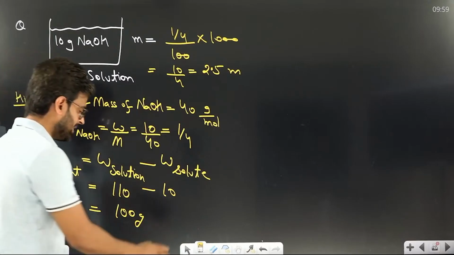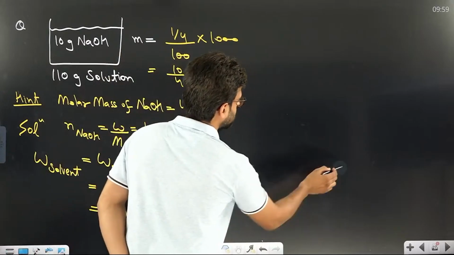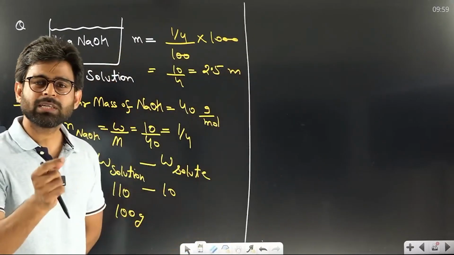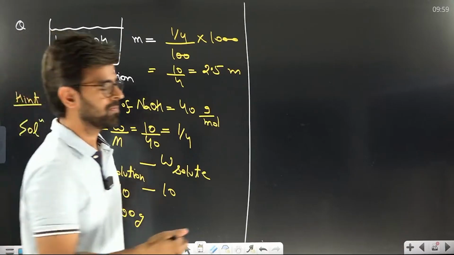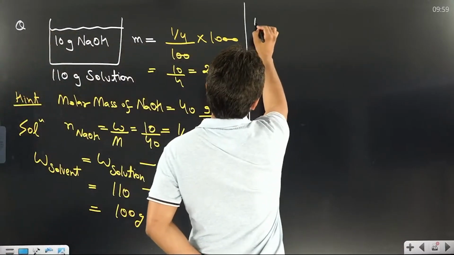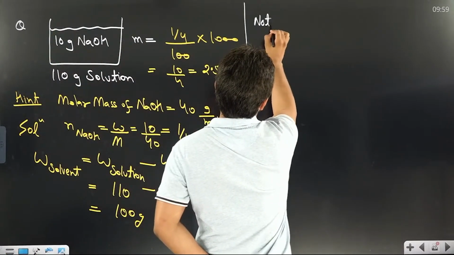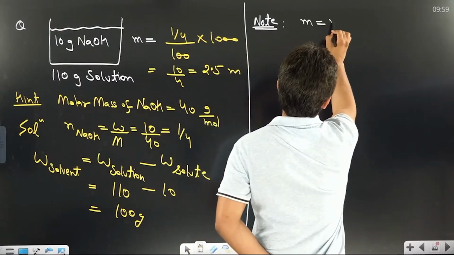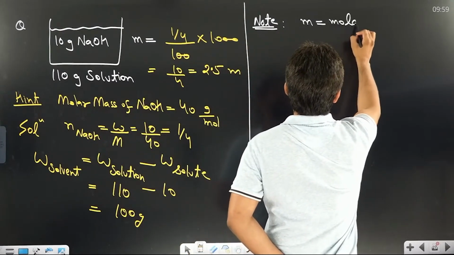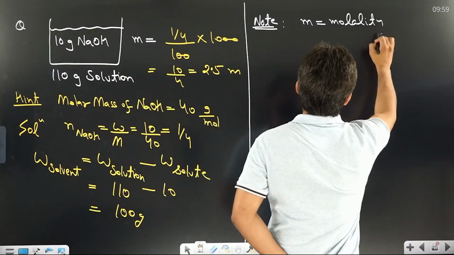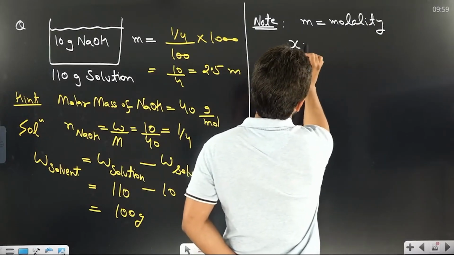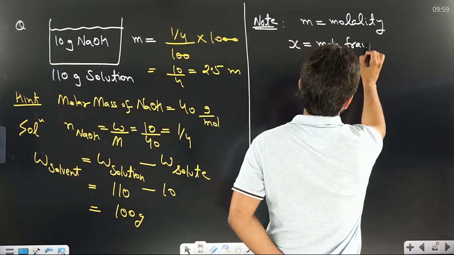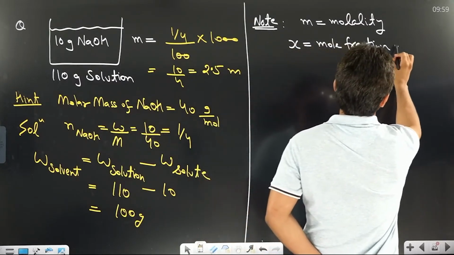Clear. Okay. Now, I am giving you a relation. I am giving the relation with the mole fraction of solute. So please be careful. Write a note and write a shortcut. Small m, I am saying, is molality. Small m is molality. And chi, we know that. What is it? It is mole fraction of solute.